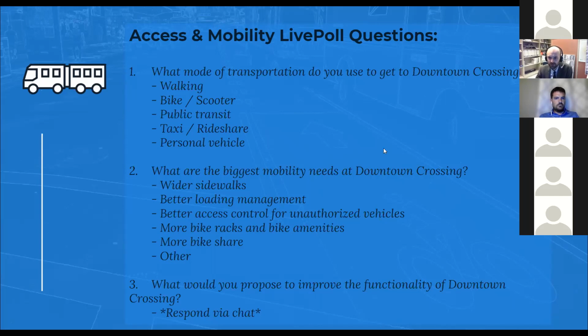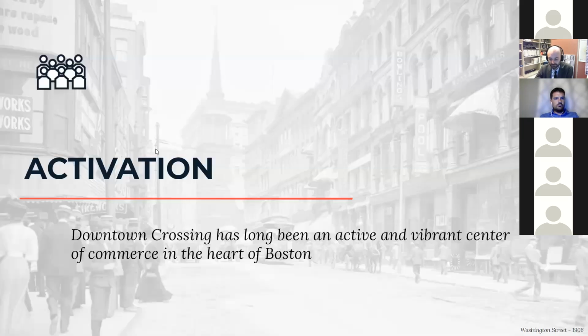Going down to what are the biggest mobility needs at Downtown Crossing, we see over 40% said wider sidewalks, about 10% said better loading management. Over a quarter of you said better access control for unauthorized vehicles. About 13% said more bike racks and bike amenities. Nobody said more bike share, and 9% said other. So interesting stuff.